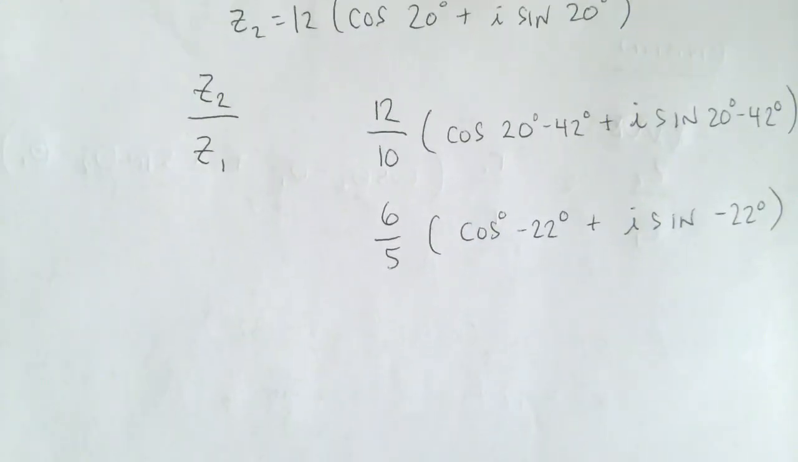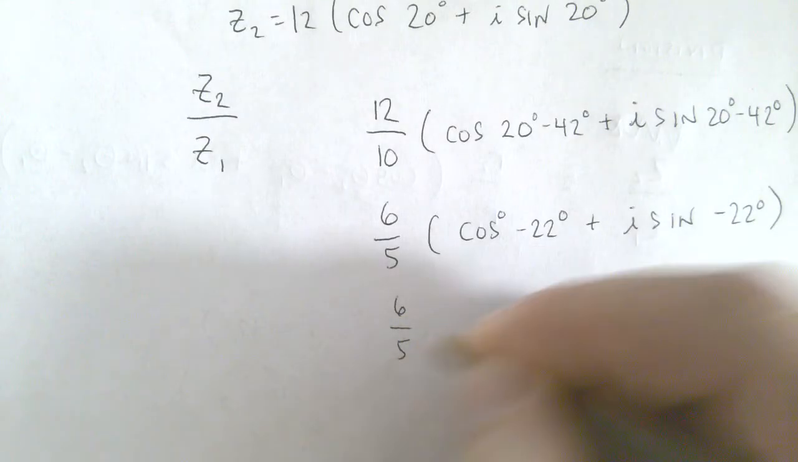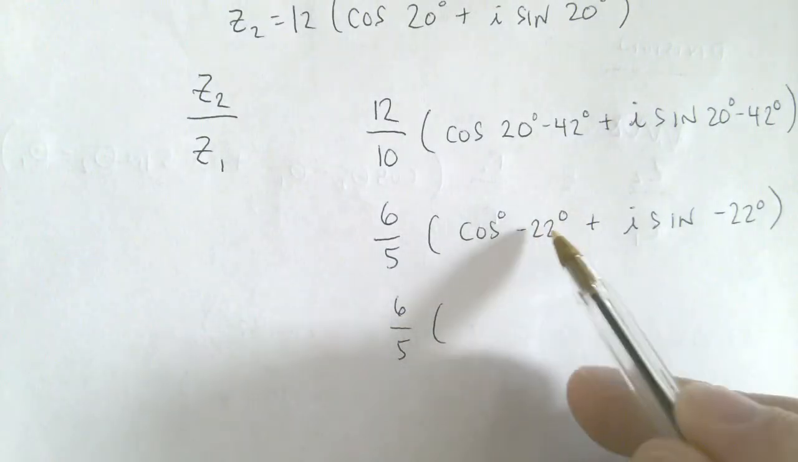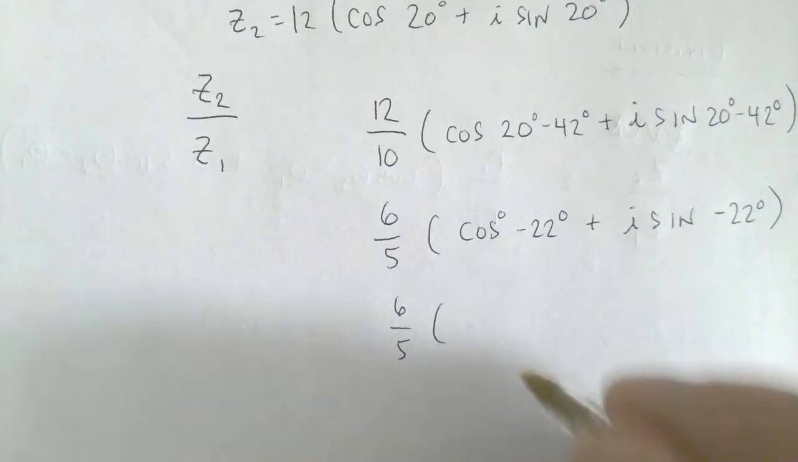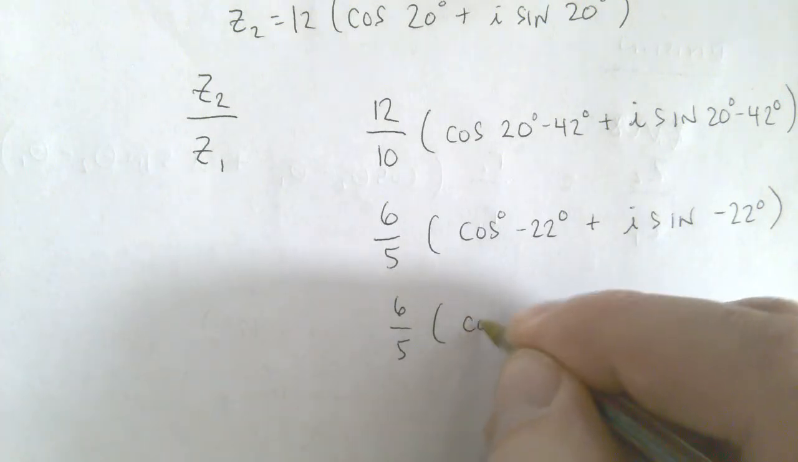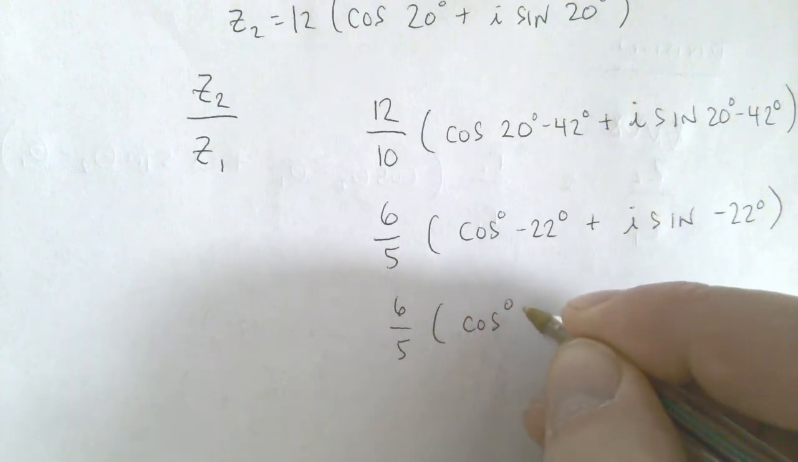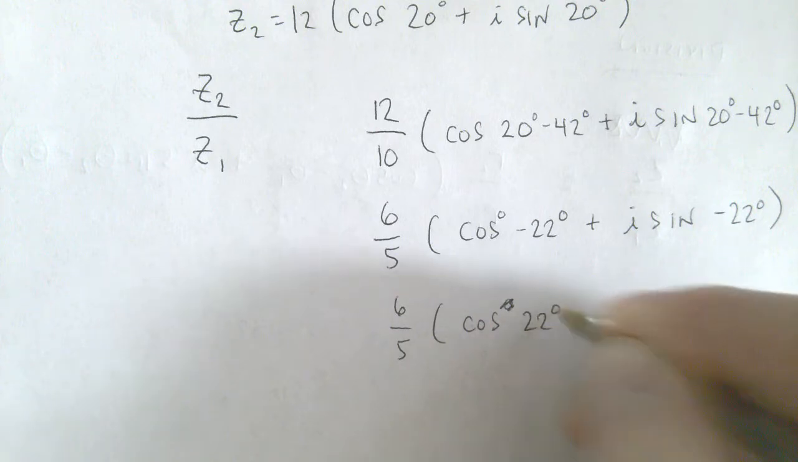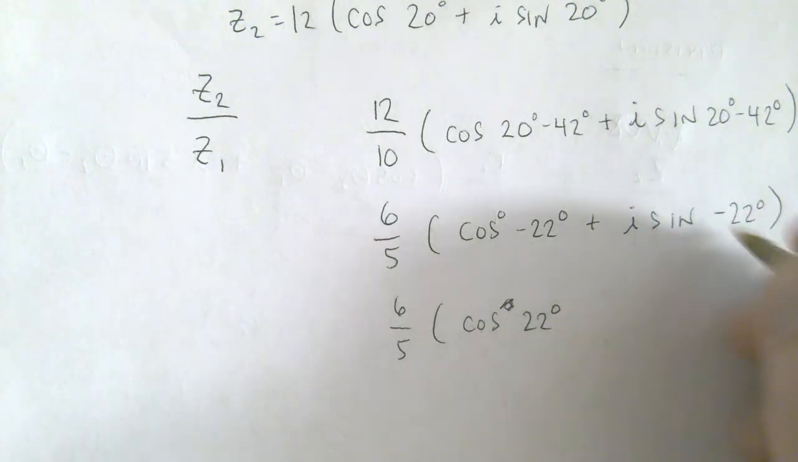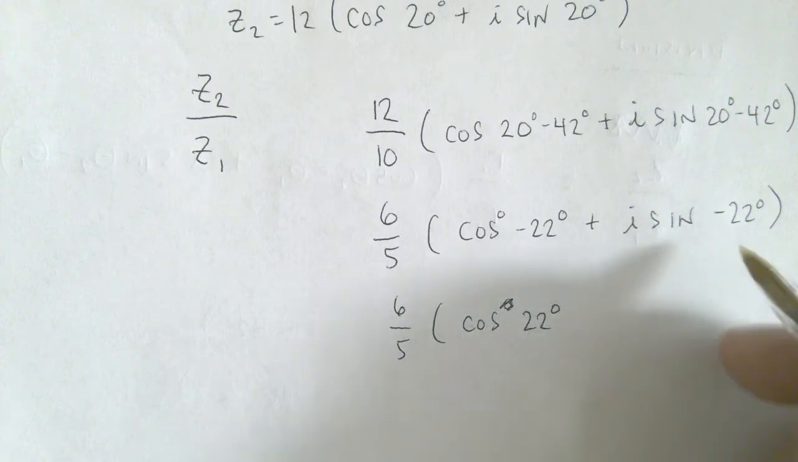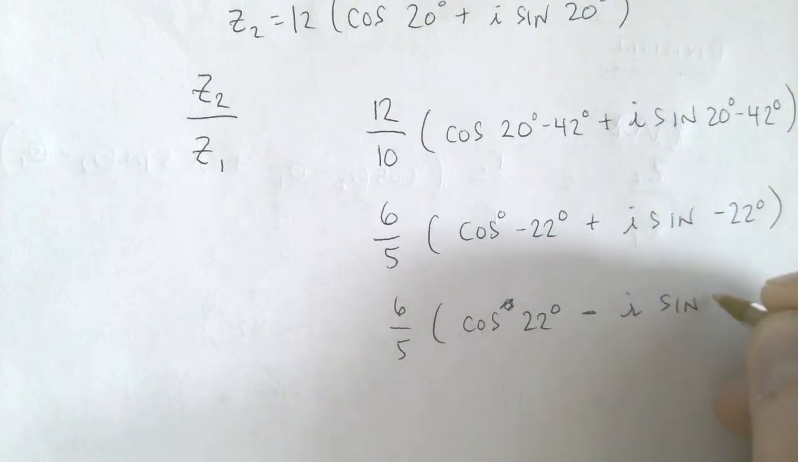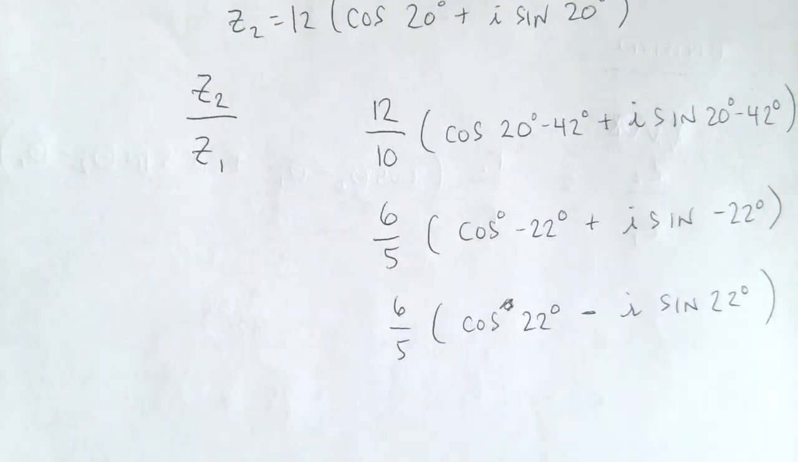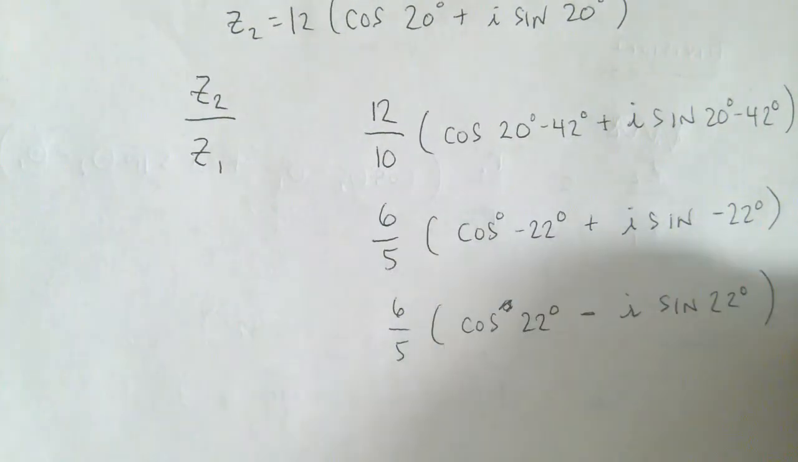Now, if I'm going to go ahead and simplify this a little bit further, this becomes 6/5. Because the cosine of negative 22 is really the same, it's going to be positive in that fourth quadrant. So we can change this just simply to cosine of 22 degrees. And because the sine, we've got this negative, I'm just going to move it to the front. So it becomes I sine 22 degrees. So I made that minus in between. So this would be our trig form.